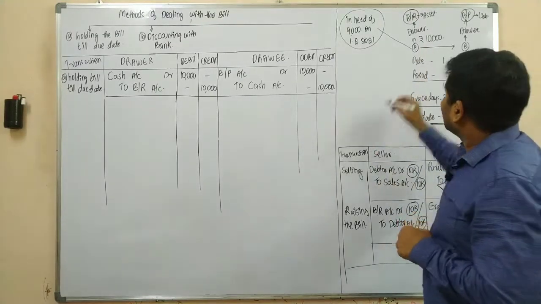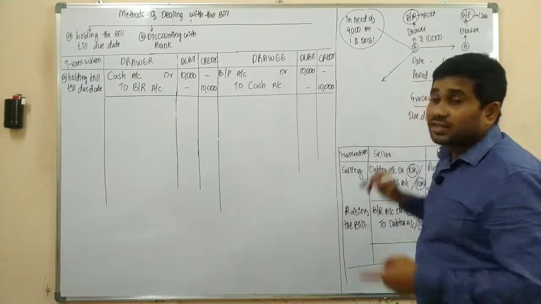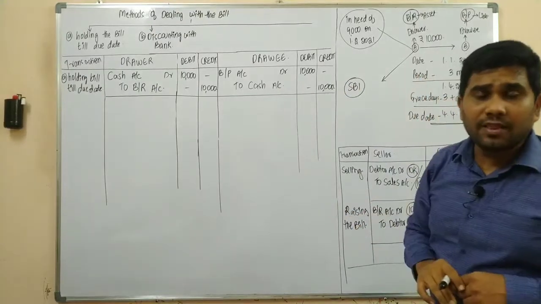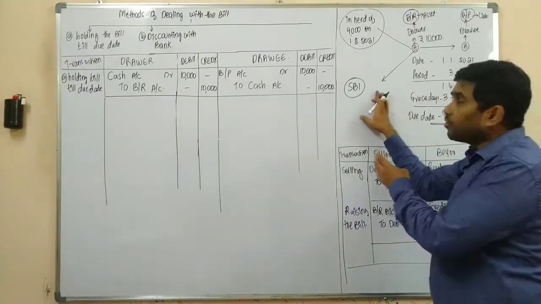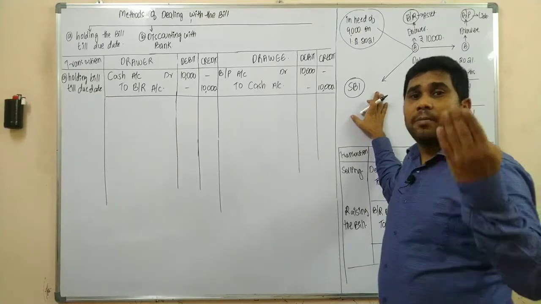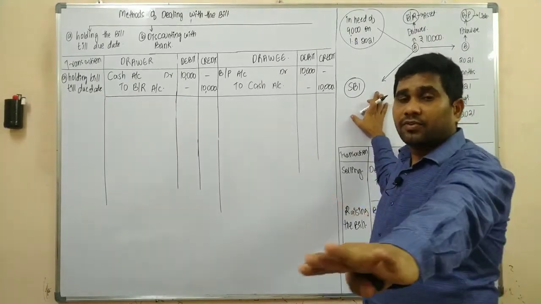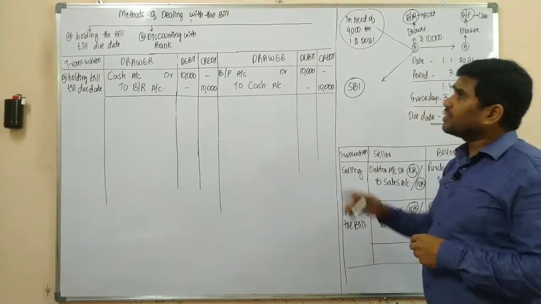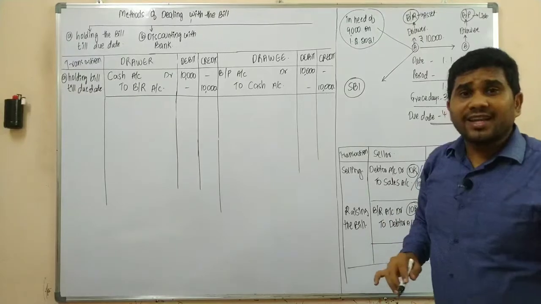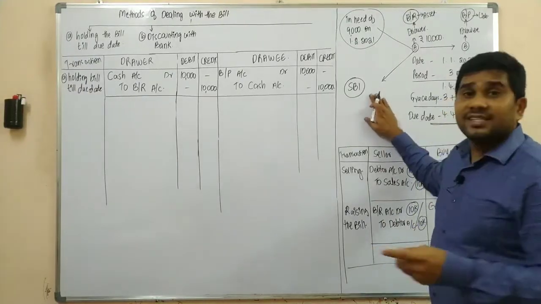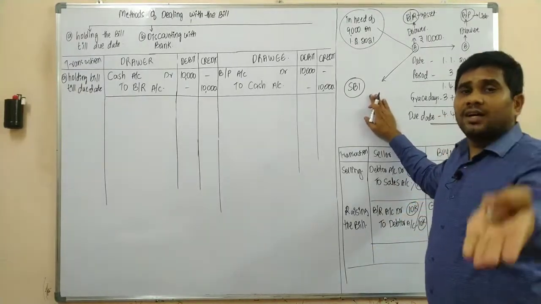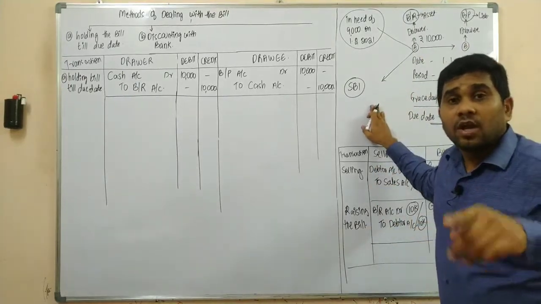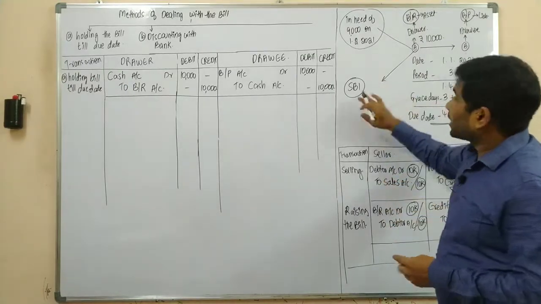Mr. Cashier said that, sir, if we discount this bill with the banker, we can receive some amount after deducting the discount charges. So let us understand what it means. What is the meaning of discounting, sir? Discounting is a device to convert the bill into cash.